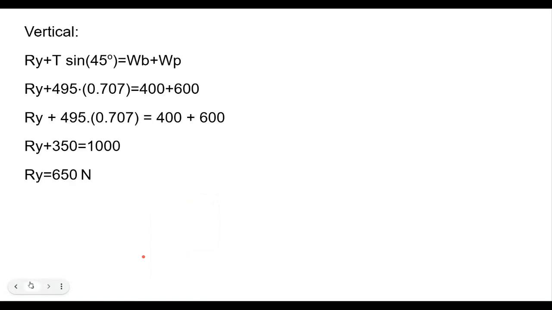And then the vertical component Ry, we are finding out by substituting the value of T, and we get the value as approximately 650 Newton.